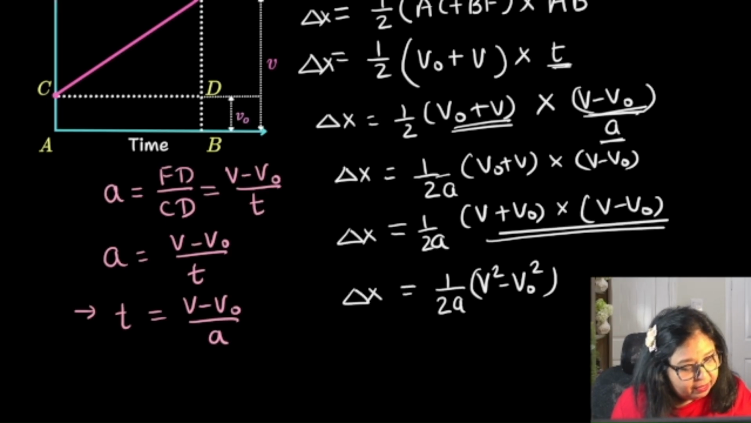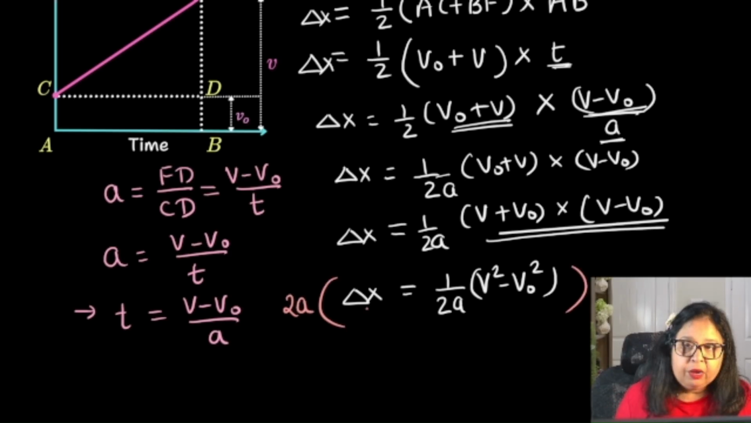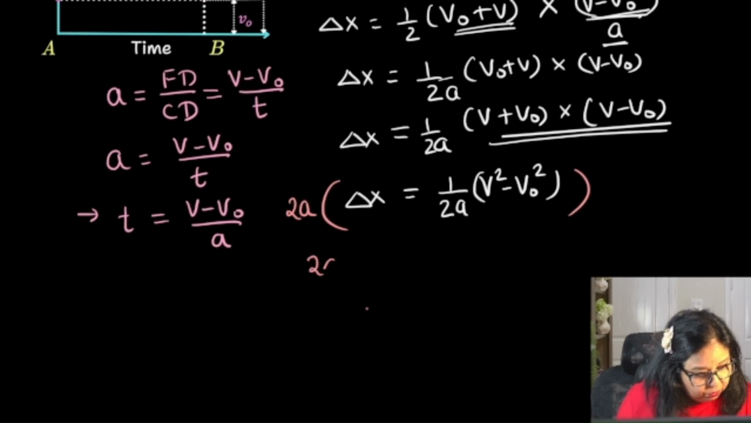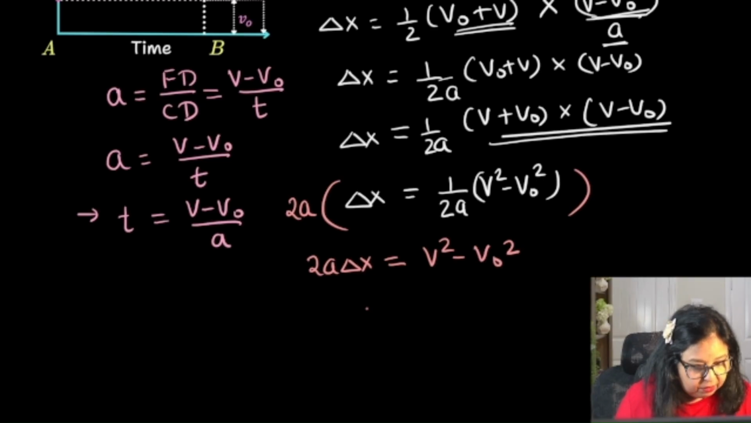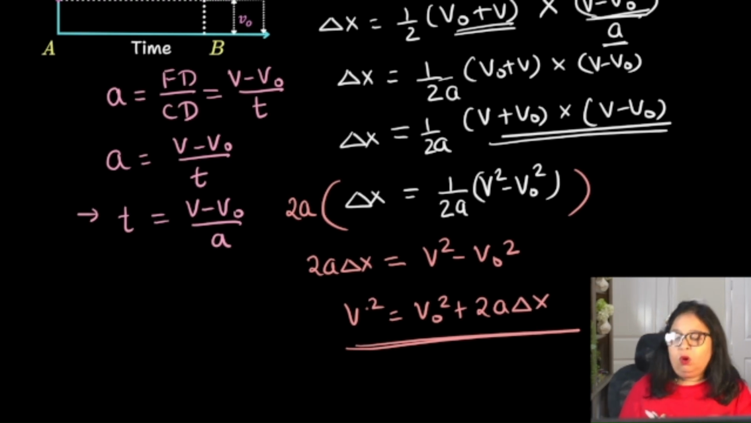Now from here it is easy. All you have to do is multiply this by 2A on both sides. What do you get? 2A delta x equals V squared minus V naught squared. Rearrange this and you get V squared equals V naught squared plus 2A delta x. So here we go. We have derived all the three equations of motion. What kind of motion? One-dimensional uniformly accelerated motion using algebra, using calculus, and graph.